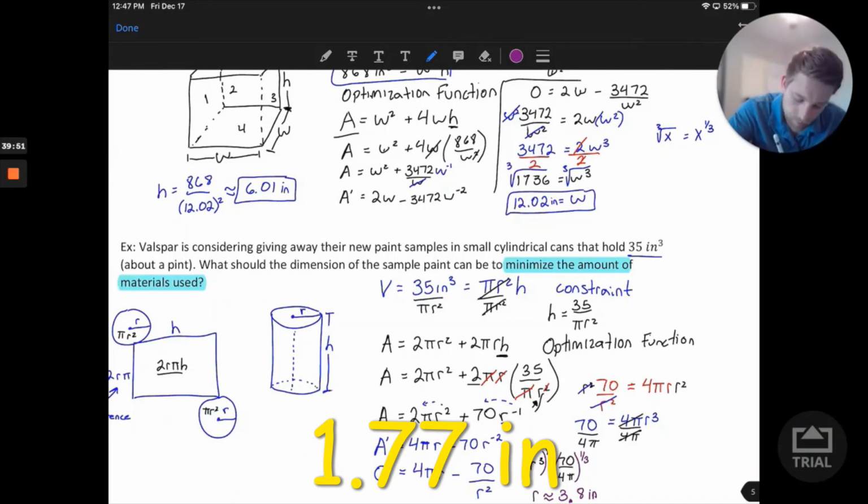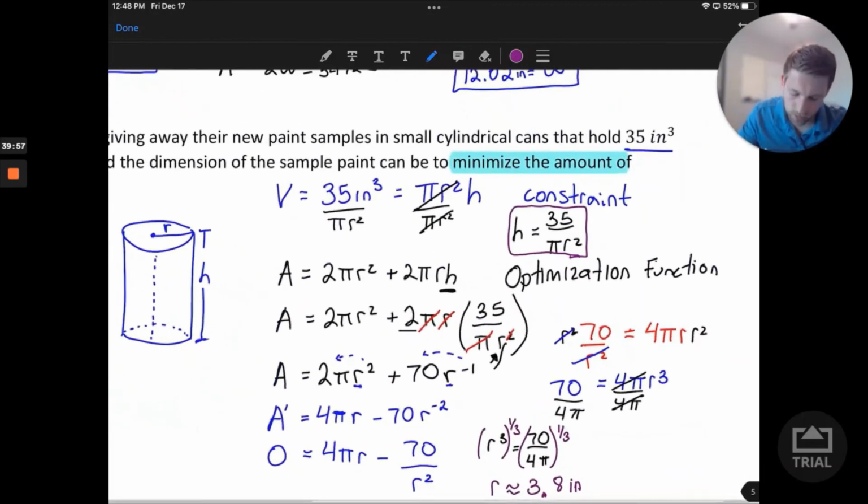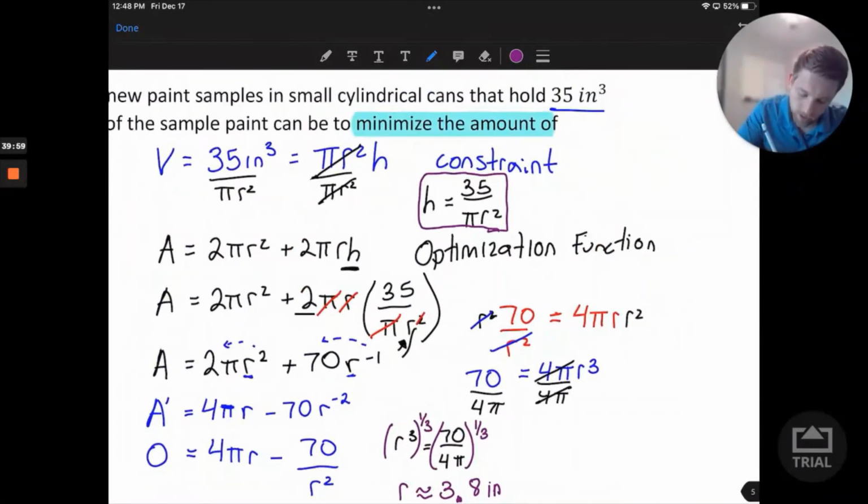If we look back up at our constraint, we've already solved for that height in terms of r, and so we'll want to use that one more time. We'll just do that in the corner here. We know that h is going to be equal to 35 divided by pi times r, which is our 3.8, squared. Again, we'll do an approximate symbol here for that one.